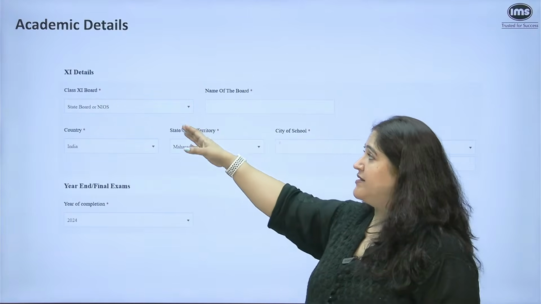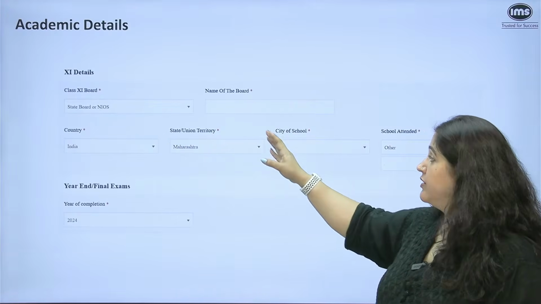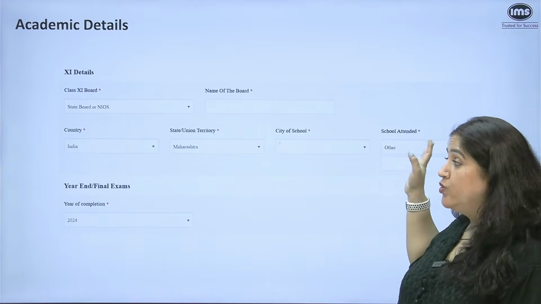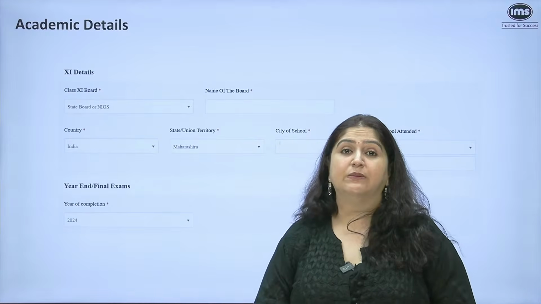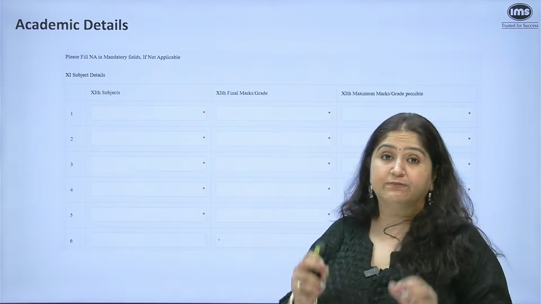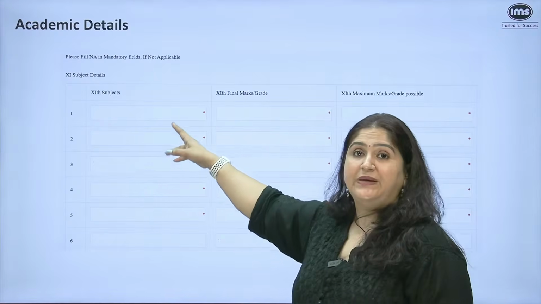Next, we are talking about the 11th standard. So with 11th standard, whichever board you are, you would select the board, you would select the name of the board, country, union territory, which city the school was located in, which school you attended, and the year of completion, which year you completed your 11th standard. Post that, it would ask you the subjects you opted for in your 11th standard. Ensure you update all the subjects.